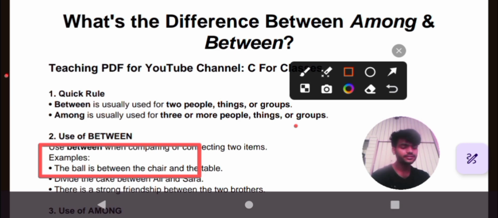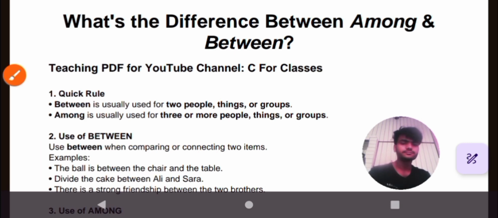And the second thing is among. We would like to get the information about among. Why do we use between in place of among? Why don't we use among here? Let's know the uses of among. First of all, let me teach you the uses of among.